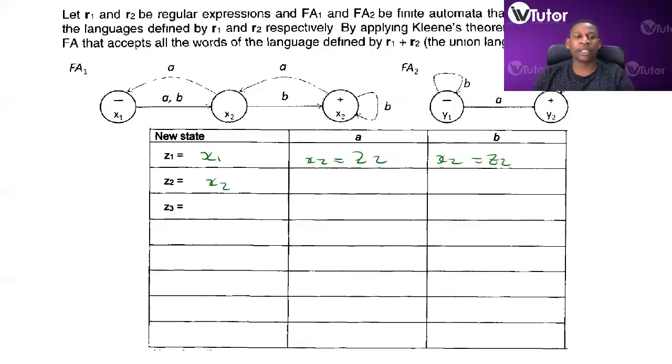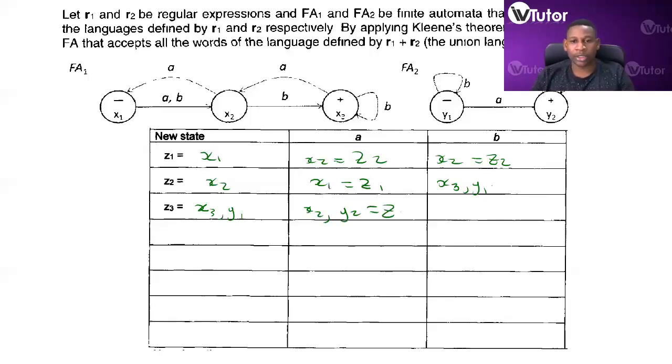And then if you are in X2 and you encounter an A, you go to X3, and that is equivalent to Y1. So that's going to be Z3. So Z3 is going to be X3, Y1, right? If you're in X2 and you encounter B, this is supposed to be X3, Y1. If you encounter an A, you're going back to X1, which is equivalent to Z1. Then if you are in Z3 and you encounter an A, you go back to X2. If you're in Y1 and you encounter an A, you go to Y2, right?